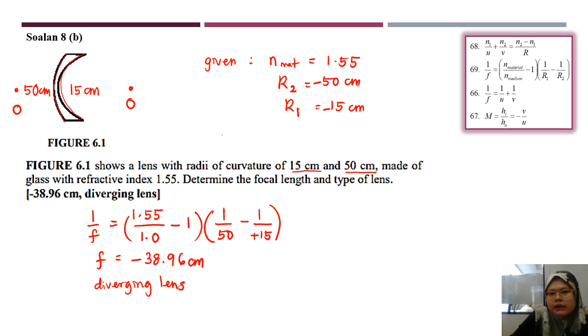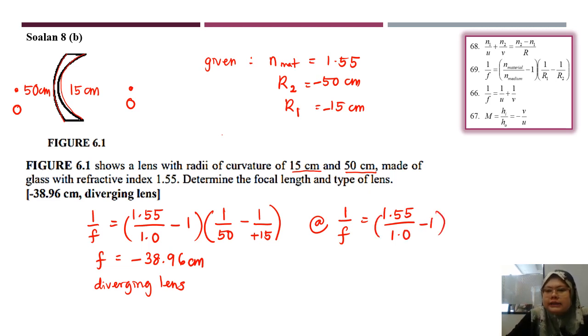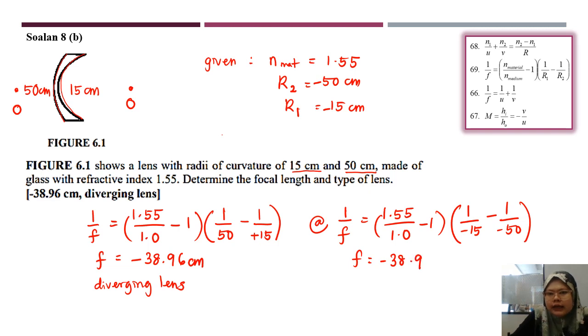Alright, so jadi sekarang ni bila saya tunjuk you the second option, bila you substitute into the equation, you tetap akan dapat dia punya focal length itu negatif juga. Dia tidaklah bila saya tukar the position of the object, dia akan jadi convex meniscus pula. Okay, so now here is 1 over negative 15, minus with 1 over negative 50. So jadi dia punya focal length dekat sini, you tetap akan dapat negative 38.96 cm, which is a diverging lens.